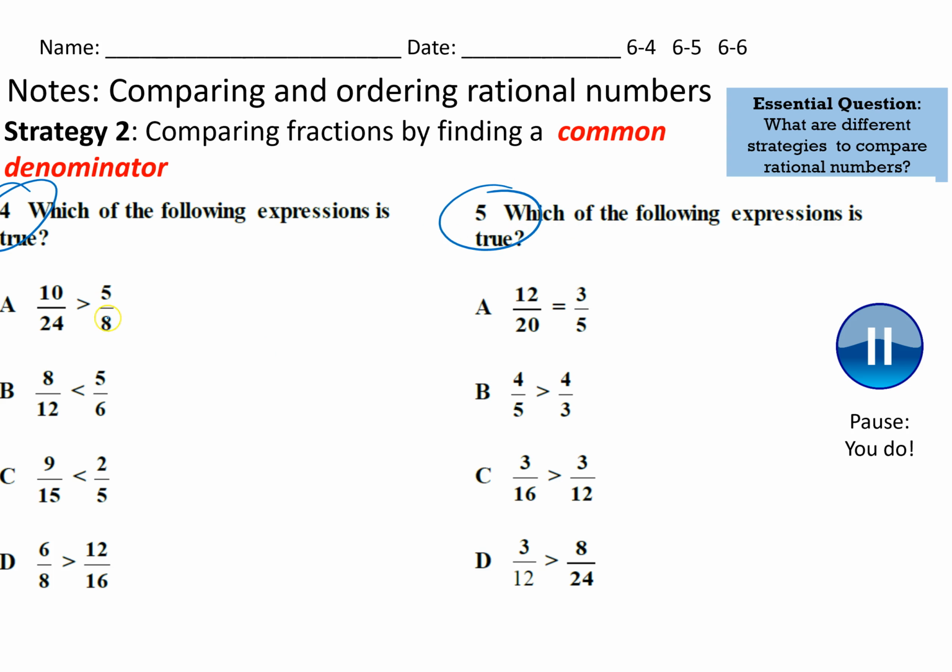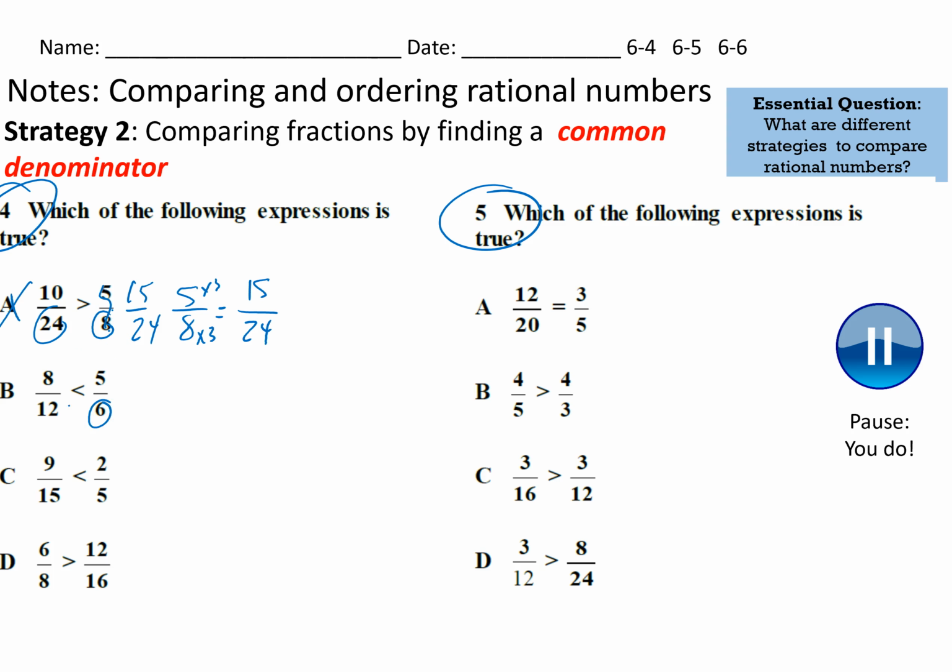So I look at this and I say, some could say I could cross multiply, but for the sake of this video, I'm going to use common denominator. So 8 is a factor of 24, so 5/8 equals so many 24ths. 8 times 3 is 24. 5 times 3 is 15. So 5/8 is really equal to 15 24ths. 10 24ths is not greater than 15 24ths.